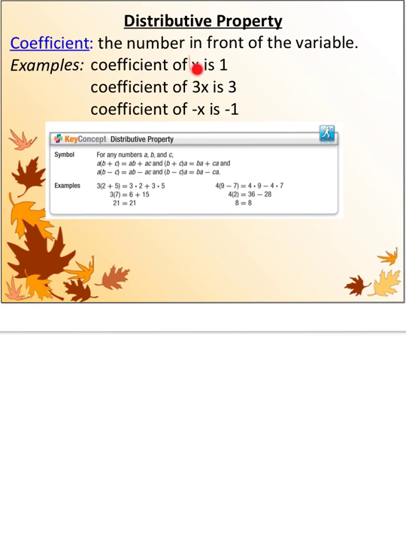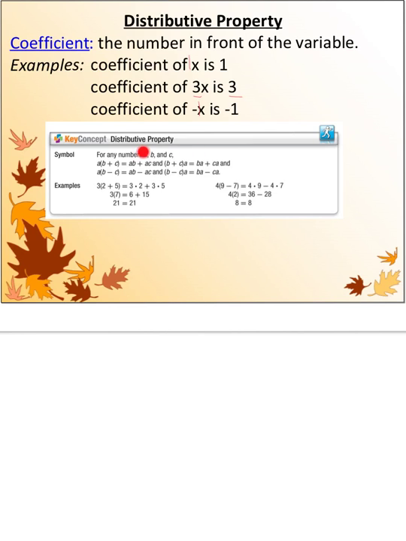So if you see just an x, that has a coefficient of 1. If we look at 3x, this has a coefficient of 3 because that's the number in front of the variable. In this next one, if we take a look at negative x, again, there's not a number written there, but there's a hidden 1 there that, again, mathematicians got tired of writing. So really, the coefficient on just negative x is really negative 1.